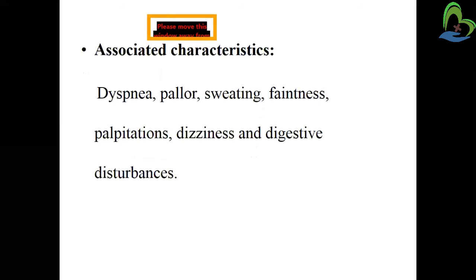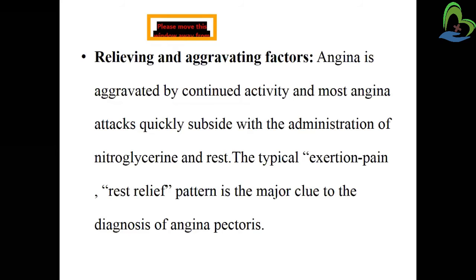What are the characteristics associated with it? Dyspnea: the patient will have breathing difficulty. The patient will be paler because blood supply somewhere is stopped. Sweating, diaphoresis will occur. Faintness: the patient will be giddy and may faint. Palpitations will occur because of exhaustion, and the cardiac ventricles will be palpitating fast to supply the blood. Dizziness: he will be a bit dizzy, and digestive disturbance will be there.